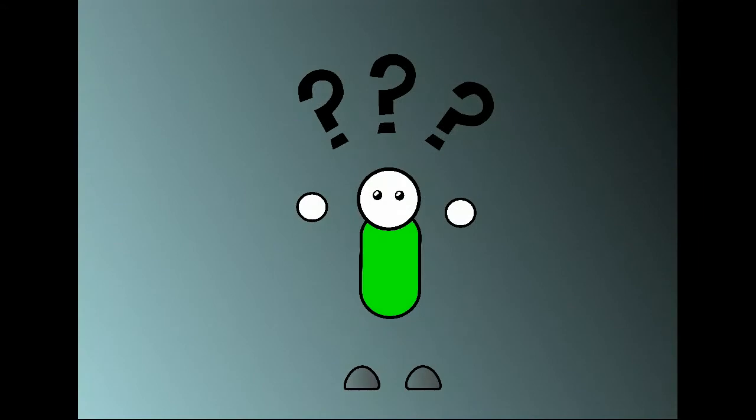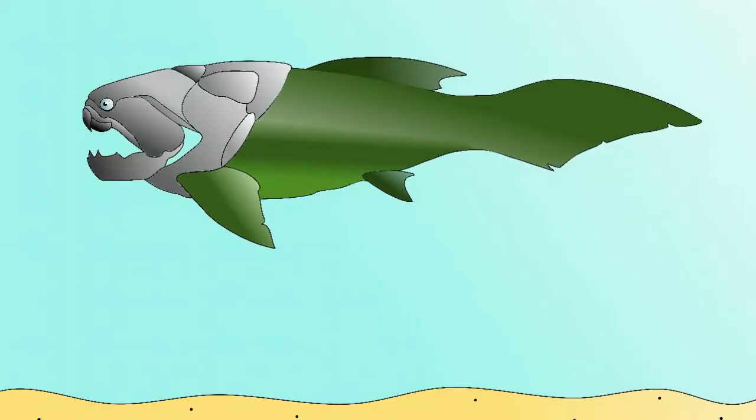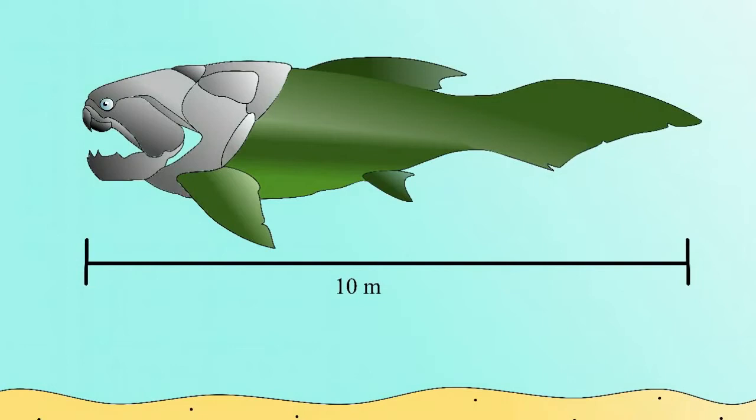So how effective was the evolution of the jaw? This is Dunkleosteus, a fierce predator from the late Devonian. The largest of these prehistoric fish grew up to 10 meters in length and weighed over 3 tons. Its large armored head and powerful jaws allowed this creature to be one of the most effective predators in the Devonian seas.